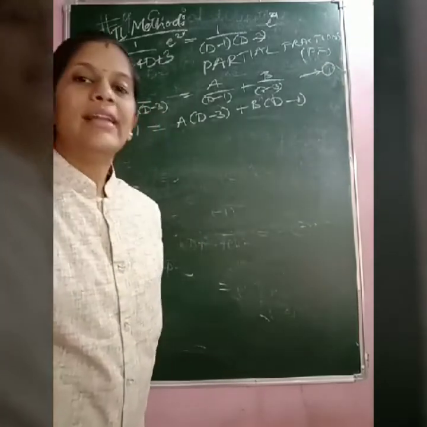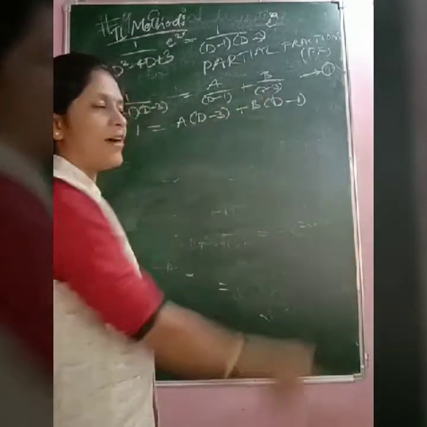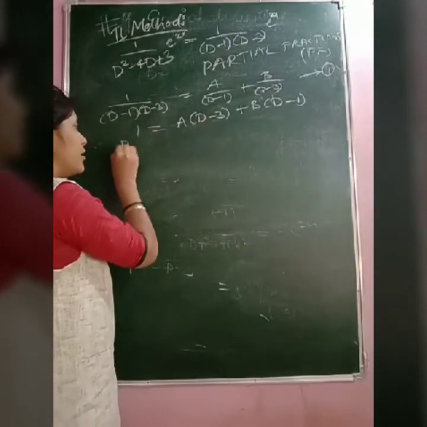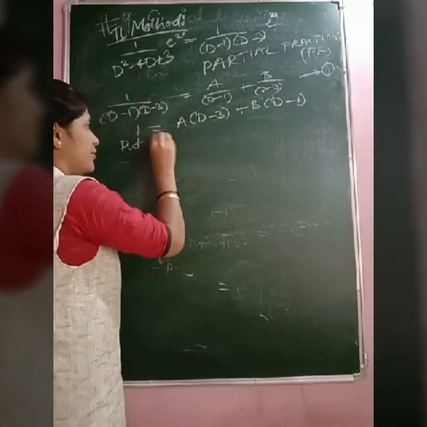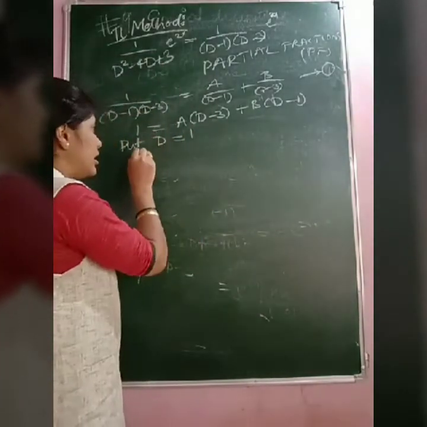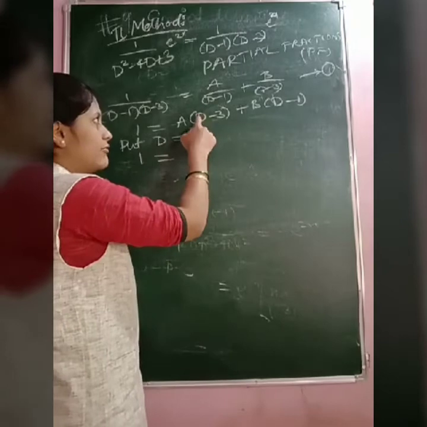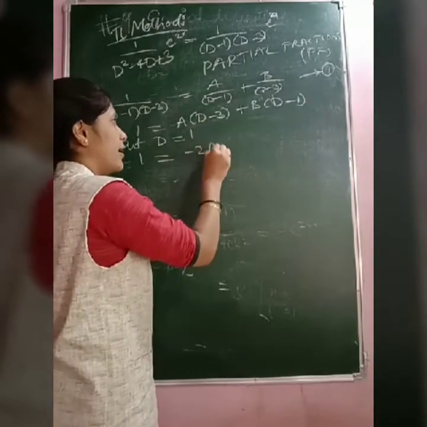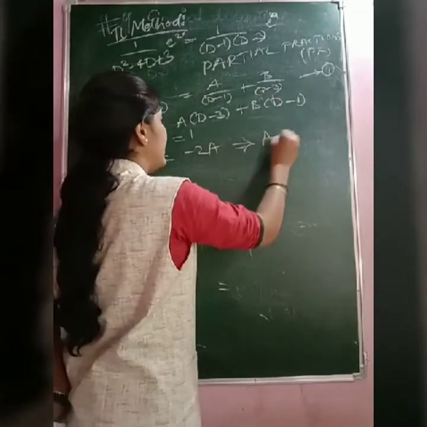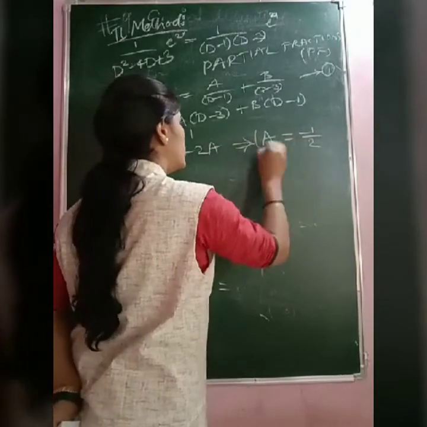Now let us eliminate A, find B. Let us eliminate B, find A. So putting D equal to 1, then B will be eliminated. What do we get? 1 equals 1 minus 3, minus 2A. What about this? 0. So this implies A is nothing but minus 1 by 2.